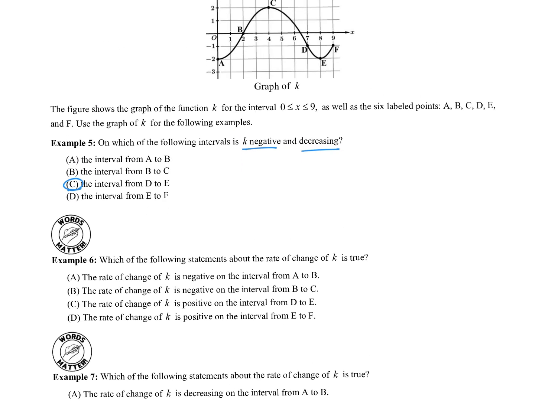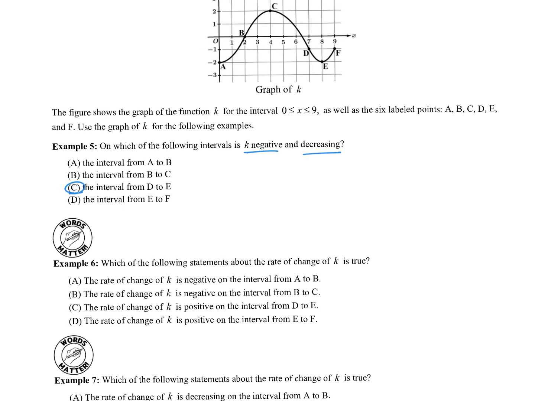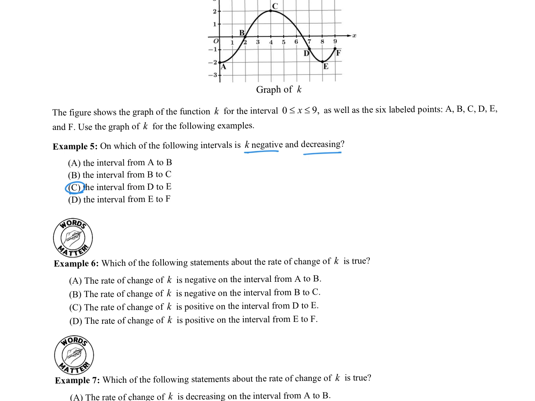All right, let's keep moving. So let's look at number 6 now. It says things about my rate of change. So let's break it down little by little. So the rate of change of K is negative. What does that mean? What does the rate of change being negative mean?